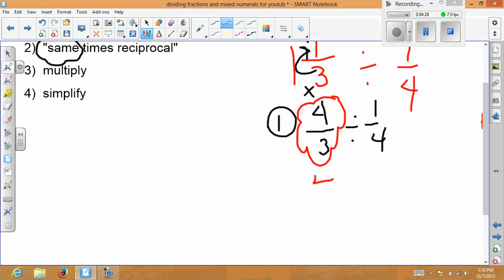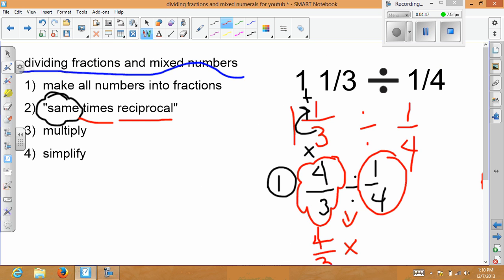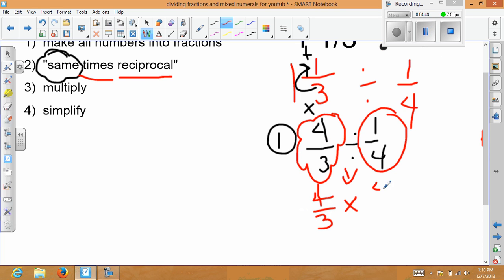So I rewrite it, 4/3. Then I see the word times, so I'm going to change my division sign to a multiplication sign. And then reciprocal, so I'm going to write the reciprocal of this second number. And so if I recall, a reciprocal is just simply taking the number and inverting it. So I'm going to take 1/4 and invert it and make it be 4/1.